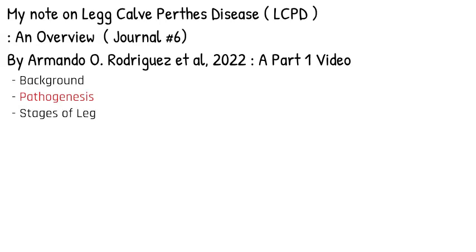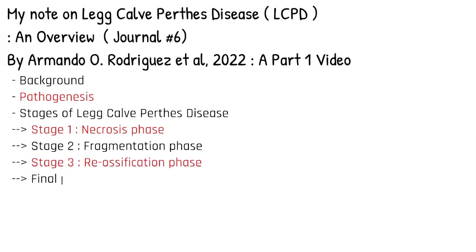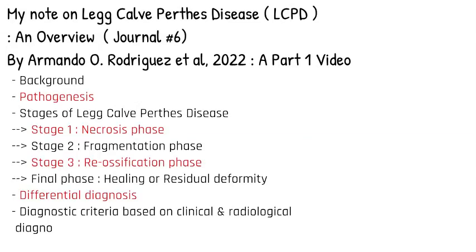These include background, pathogenesis, stages of Legg-Calvé-Perthes disease: Stage 1, necrosis phase; Stage 2, fragmentation phase; Stage 3, re-ossification phase; final phase, healing or residual deformity. Differential diagnosis. Diagnostic criteria based on clinical and radiological diagnosis. And classification used. Now, let's get started.